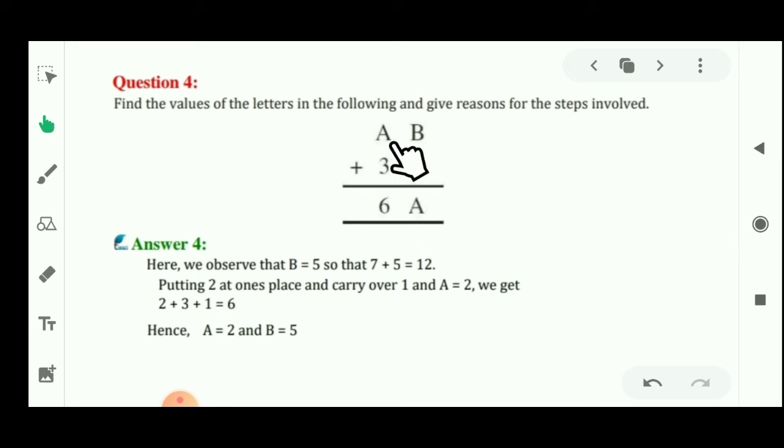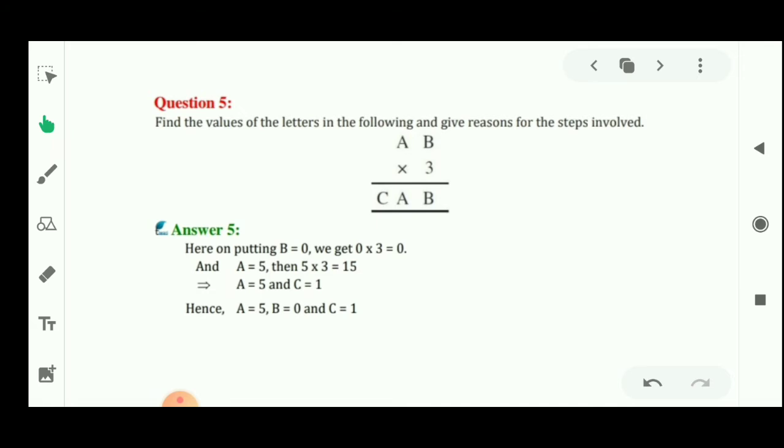That means here the answer is 2, because 1 is already there. 1 plus 3, that means 4. So the remaining digit is 2. So A's value will be 2 and B's value will be 5. Let's see the next question.